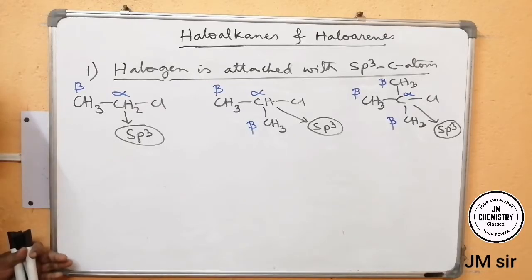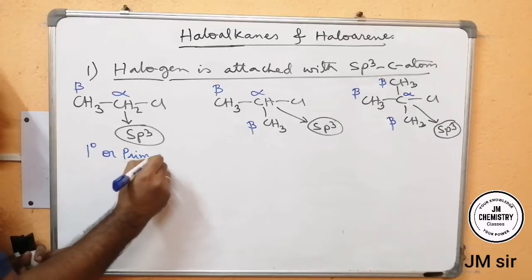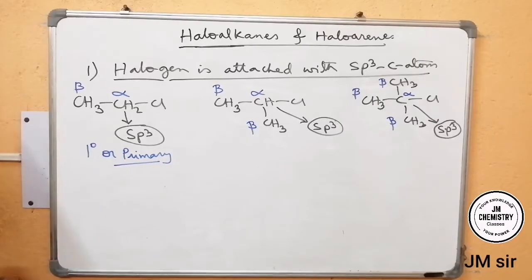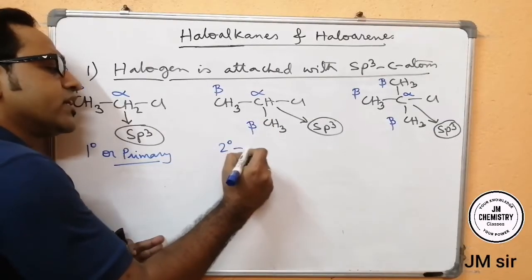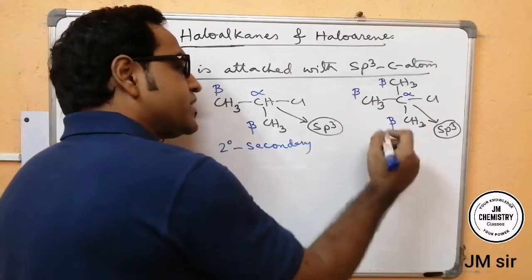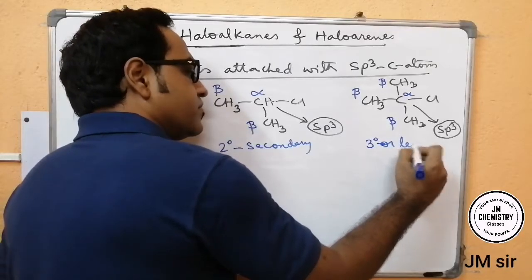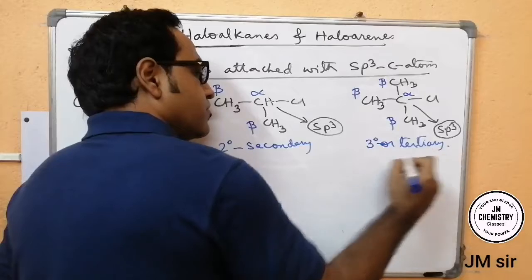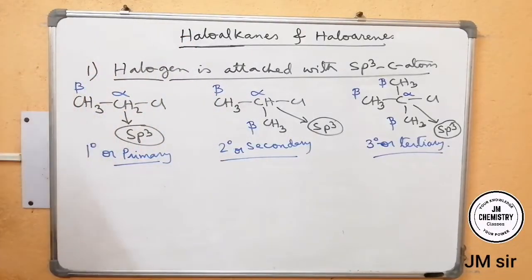Now in the first compound we are having only one beta carbon, so we call it 1 degree or primary. The second one contains 2 beta carbons, so we call it 2 degree or secondary. The third one contains 3 beta carbons, so we call it 3 degree or tertiary. Okay, next move on to the second classification.